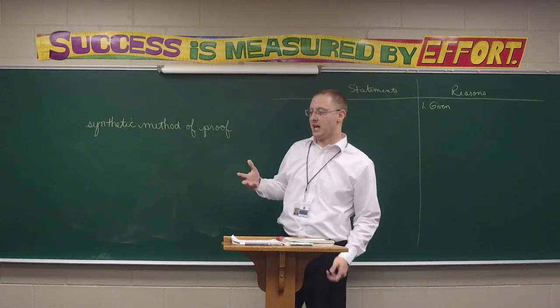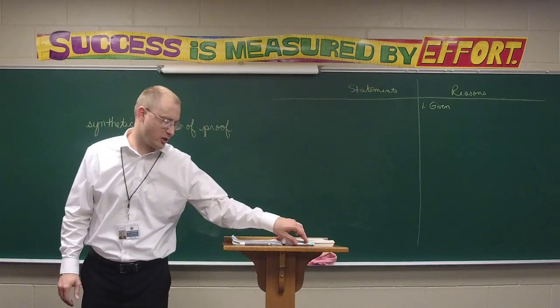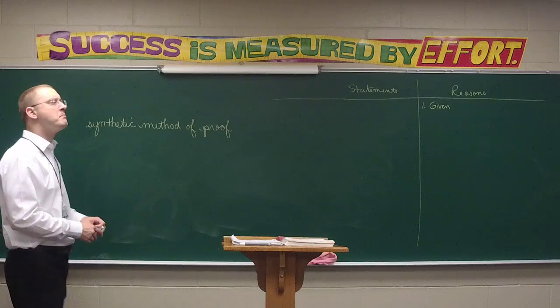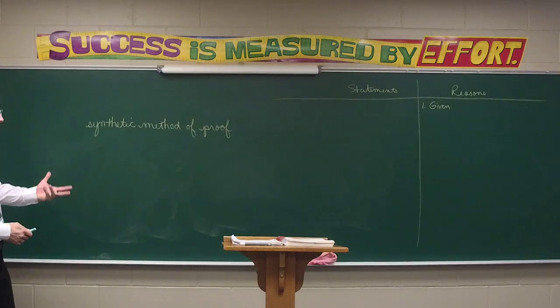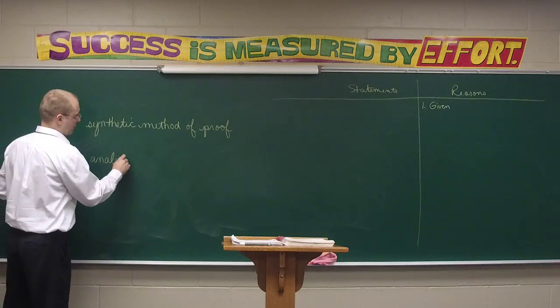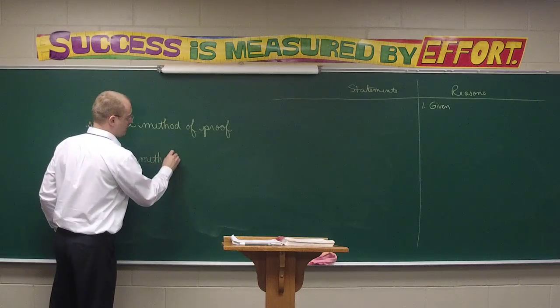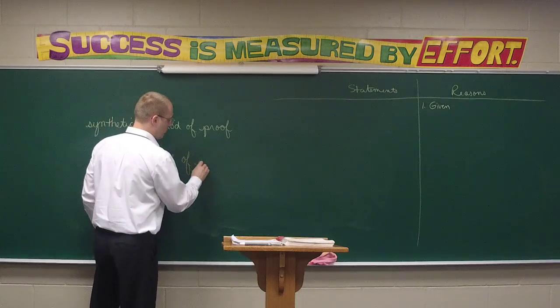That's where we have to look at what we're trying to prove and say, now how do I figure this out? What am I missing? How do I get that? That's what we call the analytic method of proof. The analytic method, or sometimes called the analytic approach, but the analytic method of proof.